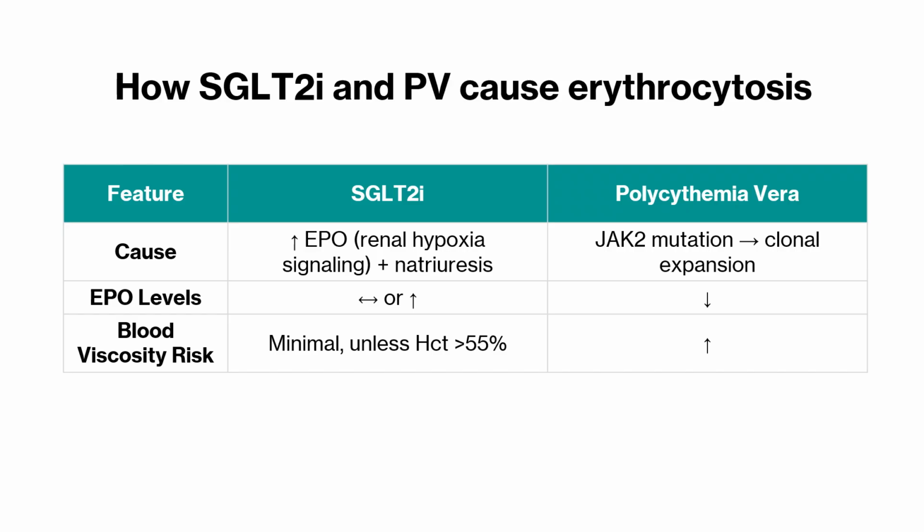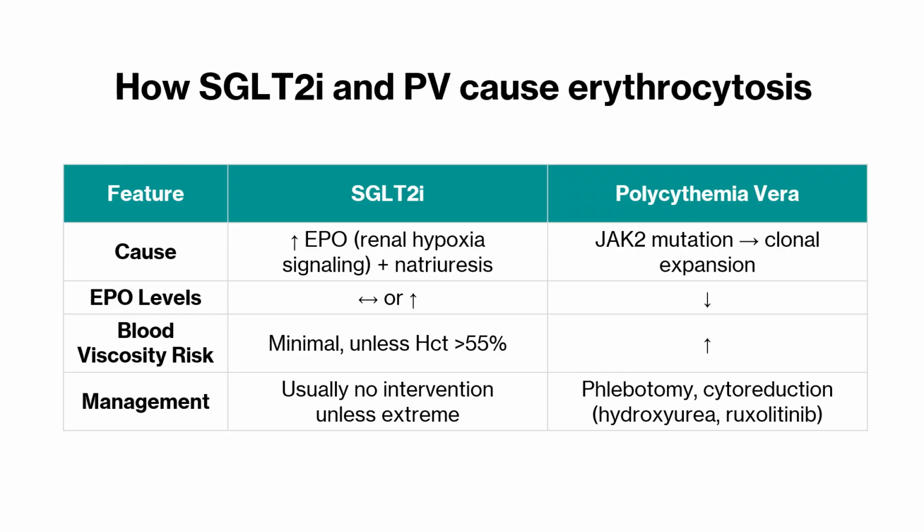When you have an elevated hematocrit, your blood viscosity risk can go up. If they're on an SGLT2 inhibitor, that risk doesn't really present itself unless the hematocrit is greater than 55%. And in patients with polycythemia vera, it's elevated regardless of the hematocrit. In terms of management, you don't have to do anything for SGLT2 inhibitors unless it's extreme. And for polycythemia vera, you need to do things like phlebotomy or cytoreduction through hydroxyurea or monoclonal antibodies.